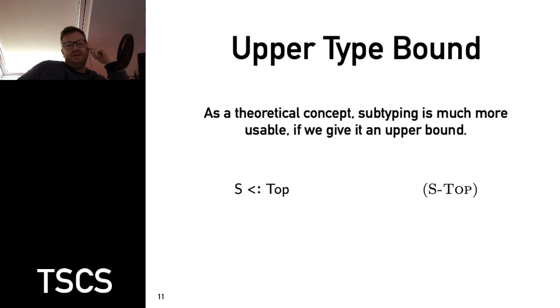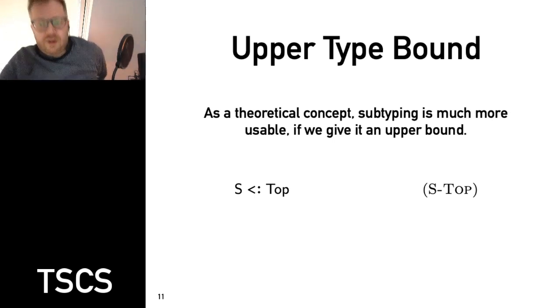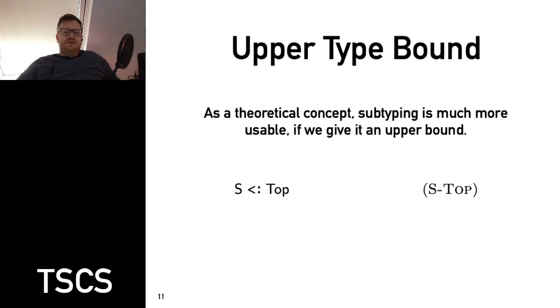What we also need is, now that we've given you basically a tree, an upper type bound. And this is only a theoretical concept. It's much more usable if we give it an upper type bound, because then we can always revert to that whenever we feel comfortable with that. We cannot do anything with that, but in general we can have that in proofs and whatever. And we need this to be defined like this. So for all the types S in the world, there is a supertype called top, which is a supertype of that.